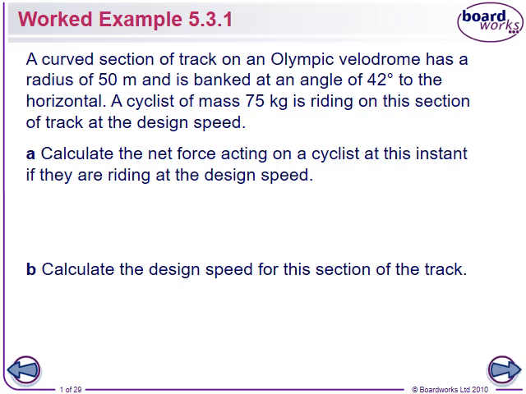A curved section of track on an Olympic velodrome has a radius of 50 metres and is banked at an angle of 42 degrees to the horizontal. A cyclist of mass 75 kilograms is riding on this section of track at the design speed. Calculate the net force acting on a cyclist at this instant if they are riding at the design speed.